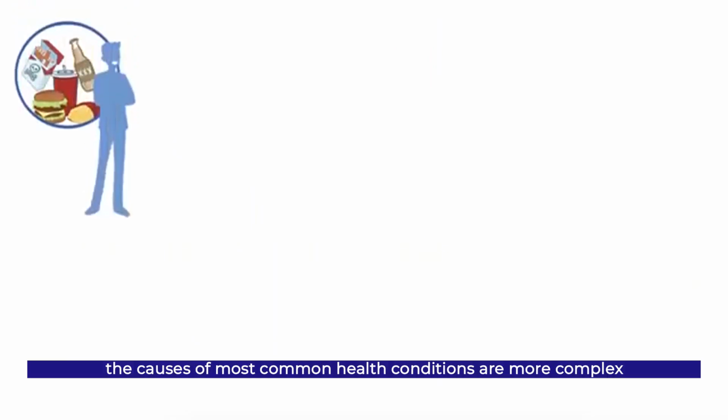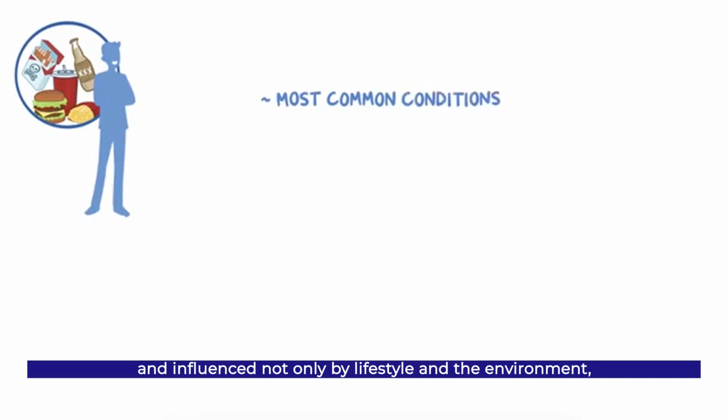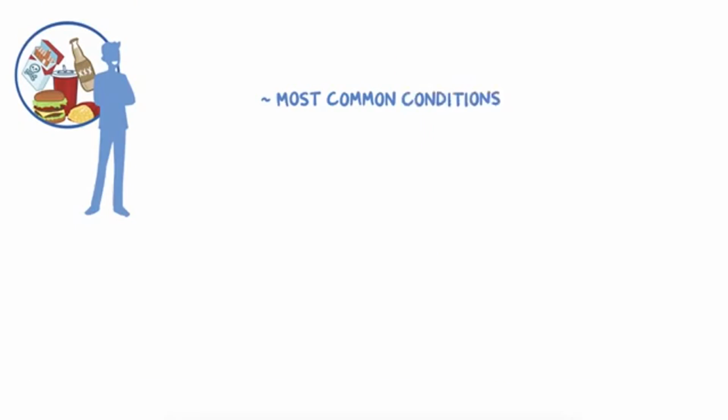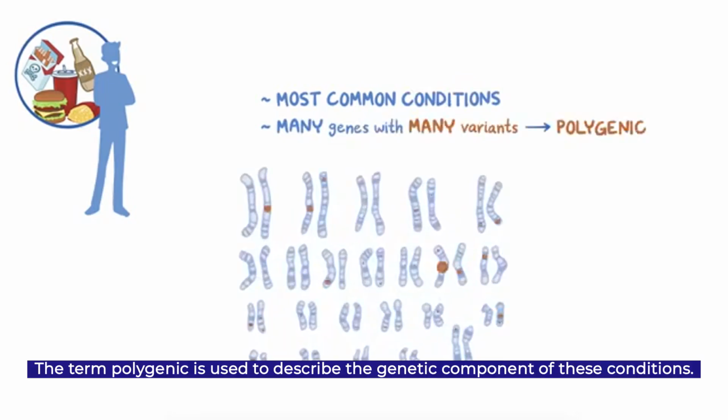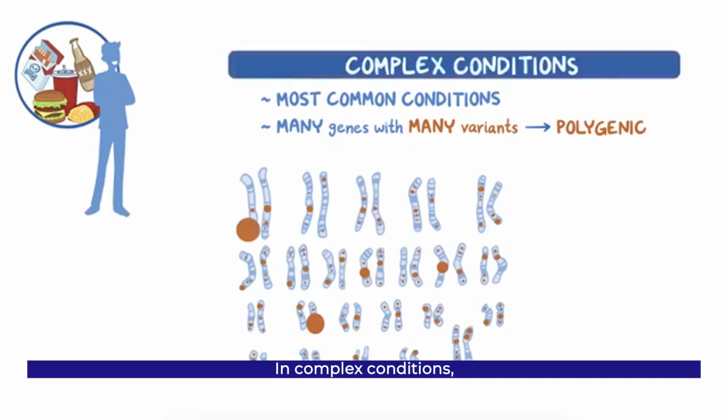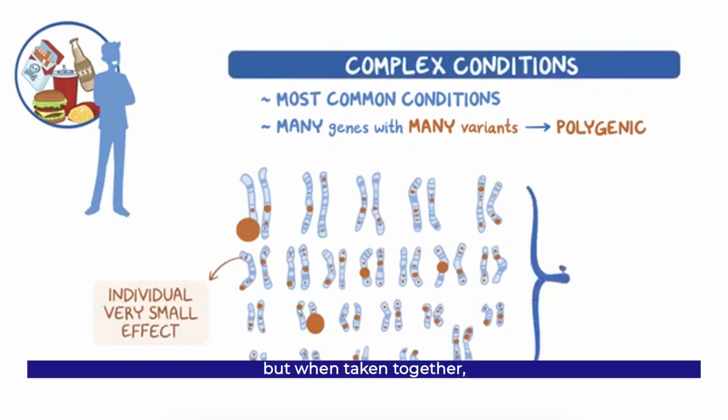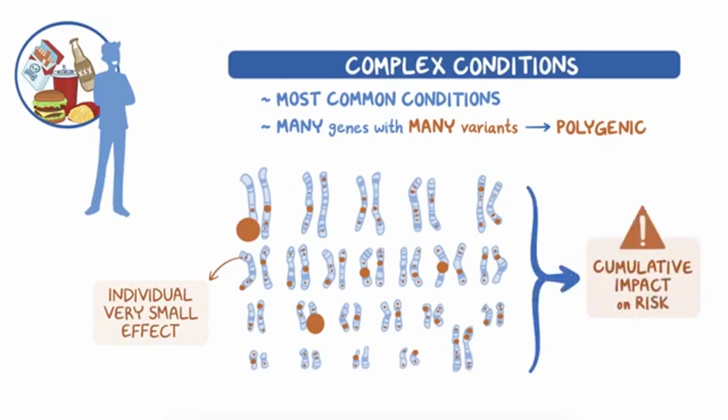On the other hand, the causes of most common health conditions are more complex and influenced not only by lifestyle and the environment, but by many different genes with many common variants. The term polygenic is used to describe the genetic component of these conditions. In complex conditions, each individual genetic variant has a very small effect, but when taken together, they can have a cumulative, measurable impact on risk.